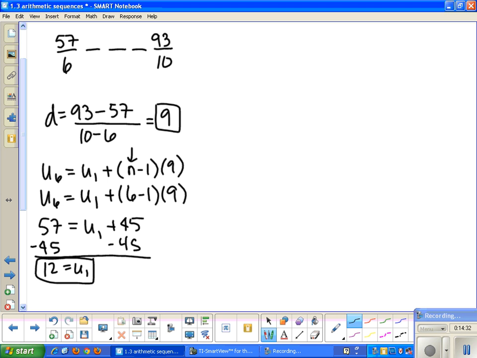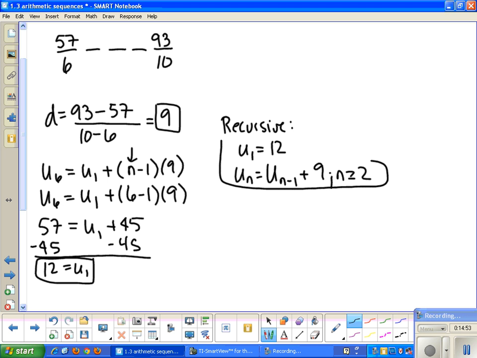So now that I know my first term and I know my common difference, I can write my two equations. So my recursive form would be my first term, which we just found to be 12, and the formula for my nth term, so my previous term plus my common difference for values of n greater than or equal to 2.